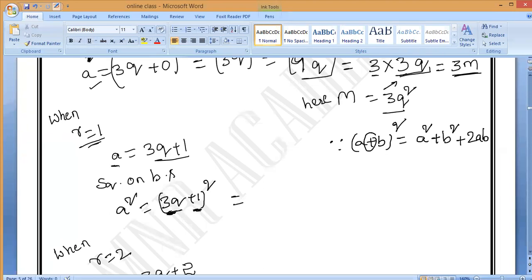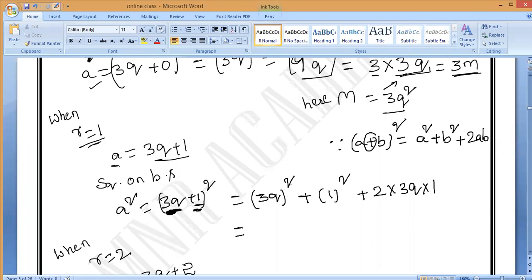So here a is equal to 3q and b is equal to 1. So a square is 3q whole square plus 1 square plus 2 into 3q into 1. Is it clear, everyone? Yes, ma'am.